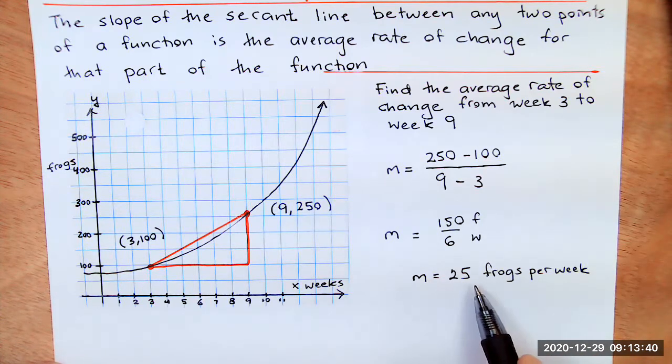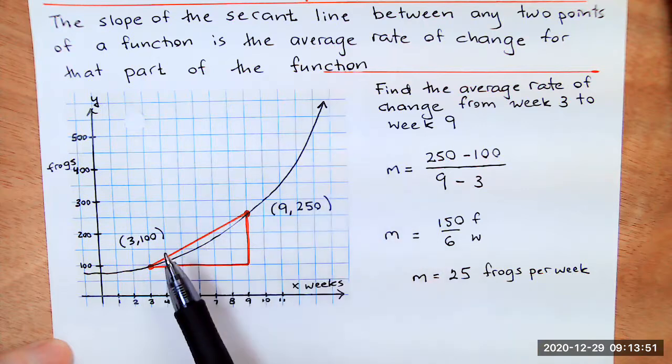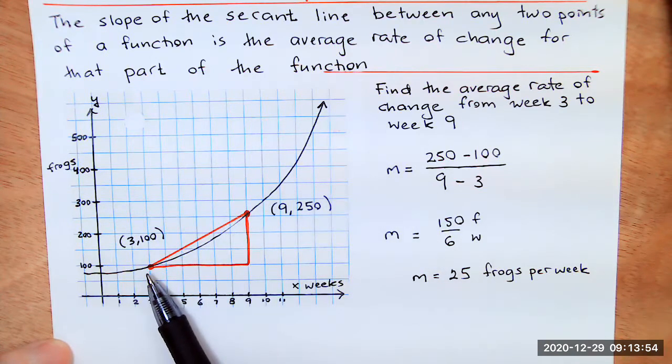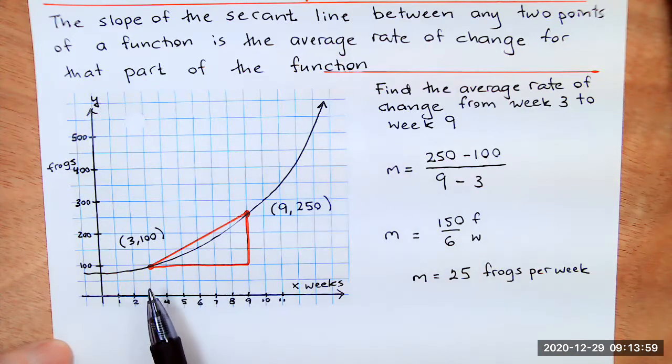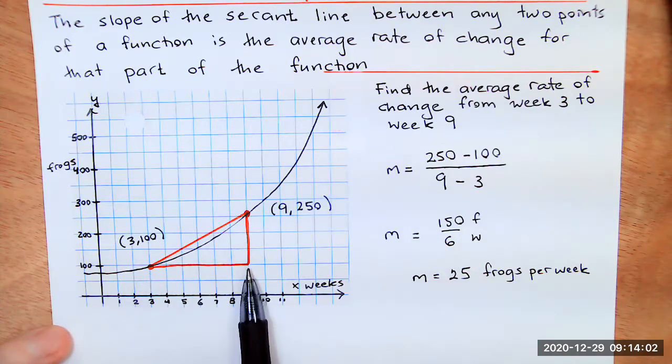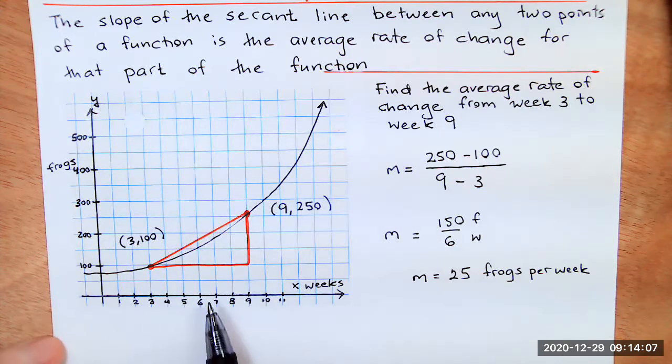And then let's write this in a sentence. So you have to name your interval because, as you can see, this is not a linear function. If it was linear, the average rate of change would just be the slope, and it would be the same for the entire function. But because this is nonlinear, the average rate of change is changing every section. So we could say from week 3 to week 9, the pond got 25 more frogs each week. Let me write that down.